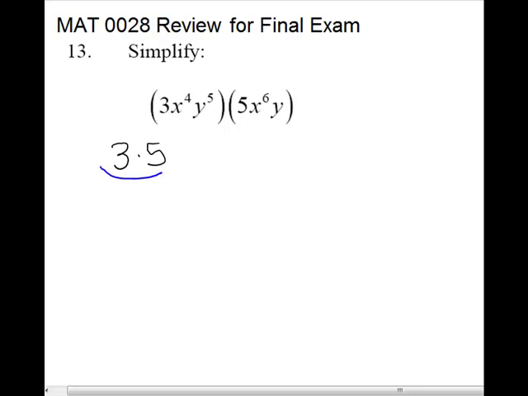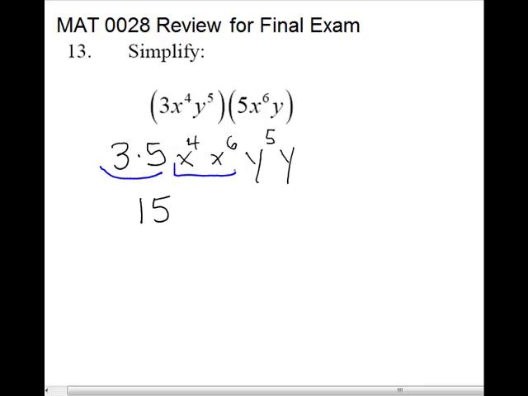So I have my coefficients, a 3 and a 5. I have x's, and I have y's. And then I'll just work across. For my numbers, we're going to do plain old multiplication. 3 times 5 is 15.